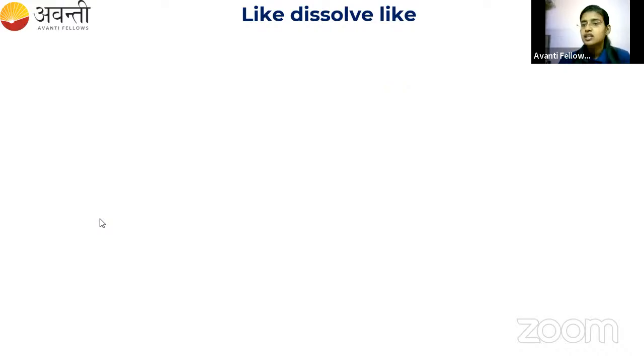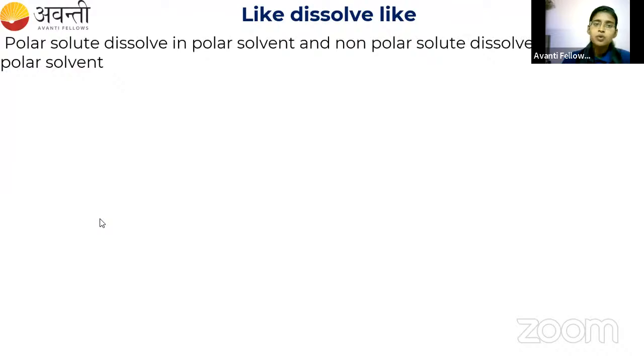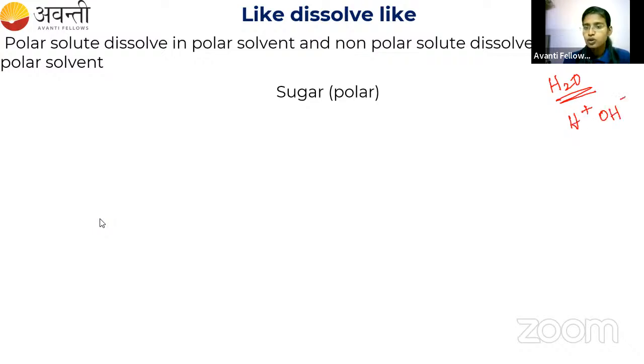So here in chemistry, what do we say? Like dissolves like means the polar solute dissolves in polar solvent and the non-polar solute dissolves in non-polar solvent. This is the meaning of like dissolves like. Suppose I take sugar, sugar is a polar molecule. Polar means plus and minus will be there. Water is a polar solvent because in the water molecule I have H plus and OH minus, so I have two poles, a positive pole and a negative pole. That's why I call water a polar molecule. The compounds which have a positive charge and a negative charge are called polar molecules.